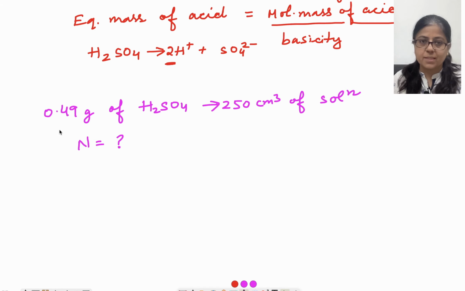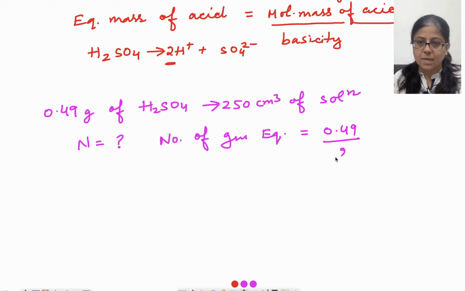As we have already seen in case of molarity, there we calculated the number of moles. Here we will calculate the number of gram equivalents. How to calculate the number of gram equivalents? Because acid is given, first of all, you will take the mass of the solute and then divide it with the number of H plus which are released. So it is 2. So divide 0.49 by 2.